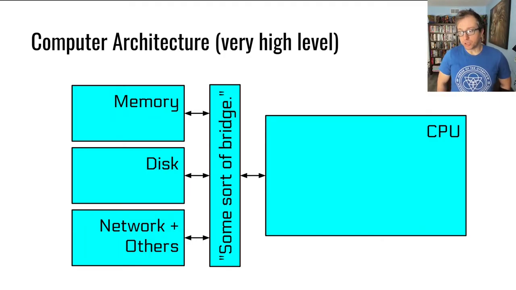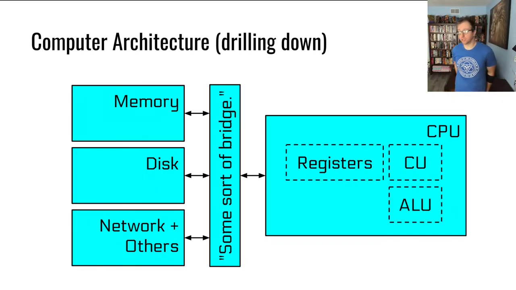A modern computer might look something like this, right? At a very high level, you have your CPU. It communicates over some sort of a hardware bridge or whatever protocol to memory, to your disk, to your network, to your monitor, et cetera, right? So let's focus on memory, disk, network, and so forth, and drill just a little deeper, right? Your CPU isn't just a monolithic thing. It has parts, like different components.